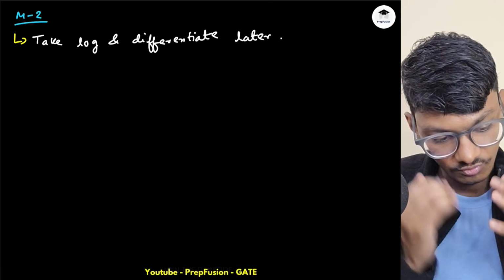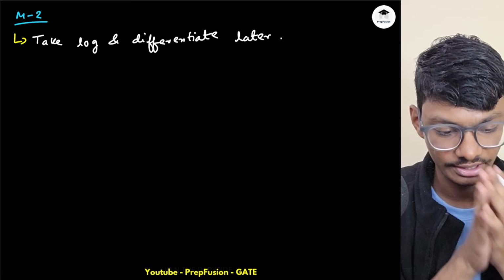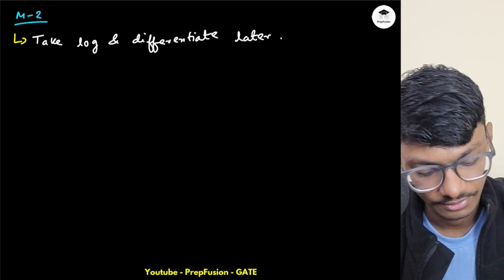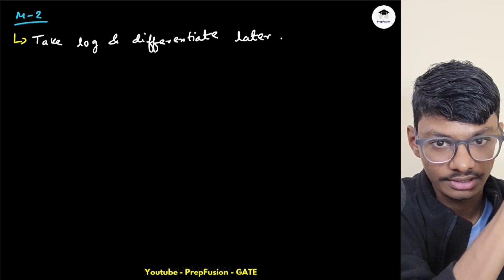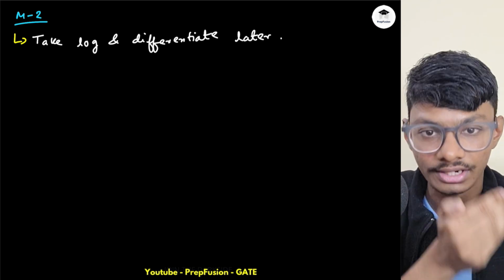What other method can you use? You can take this method too. Whenever you have to find the relative error, you can take log and differentiate later. Why? Because if I take log and then differentiate, that term will come in the denominator, and exactly that is the format of relative error.